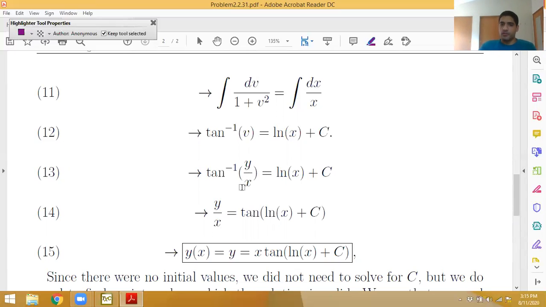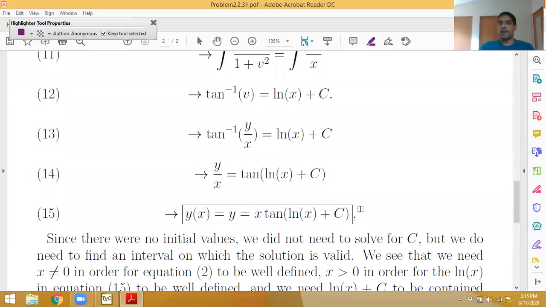But luckily, we can go further. We can get the explicit solution. So I can take the tangent of both sides to cancel out the tan inverse. And I get that y over x is equal to tangent of natural log of x plus c. Then I just multiply by x, and I get my explicit solution of y in terms of x. And we didn't have any initial values, so that's why we keep the c, and we get the general solution.